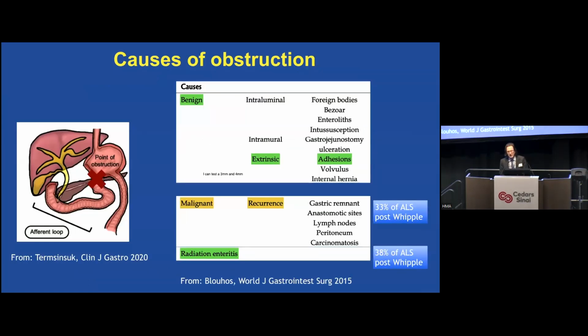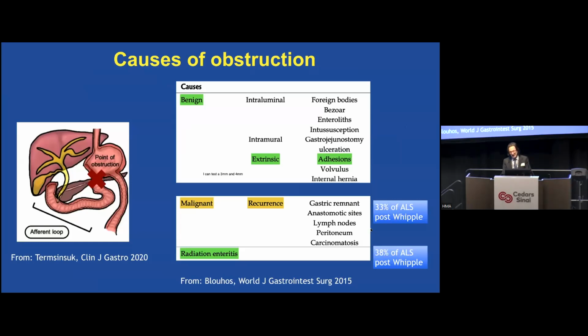Now, the causes of obstruction can be benign, but we rarely see that. Every once in a while, you'll see a case report for a bezoar or enterolith causing afferent limb syndrome. Adhesions can certainly cause that, but we most commonly see patients who have a history of prior malignancy, especially pancreatic cancer, who have undergone Whipple operations. So recurrence of malignancy is the most common cause.